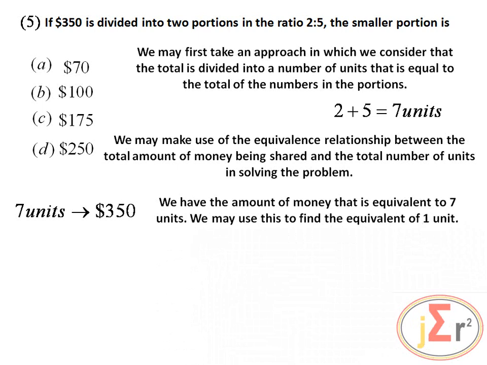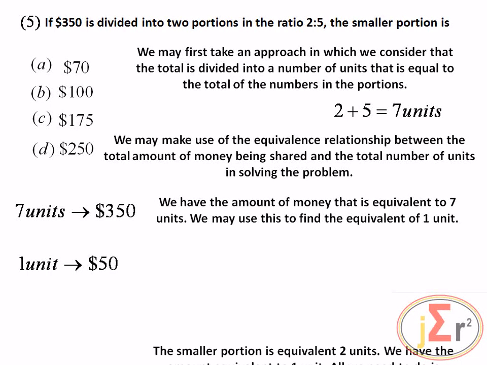We may use this to find the equivalent of 1 unit. If 7 of something is 350, when we put 7 of them together we get 350. If we take 1, we are definitely going to have less. Therefore, we need less. We divide by 7. There's nothing to it. So 1 unit is $50.